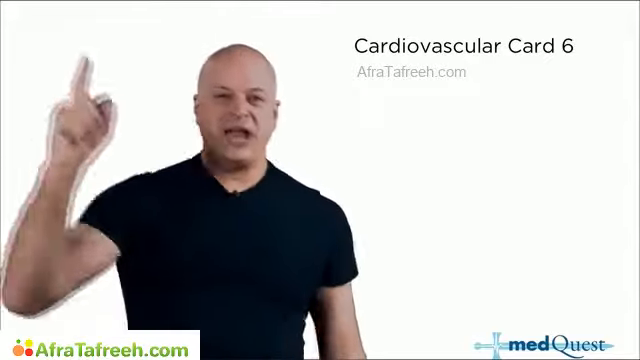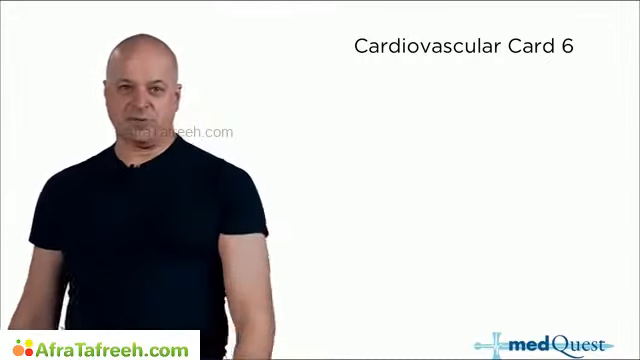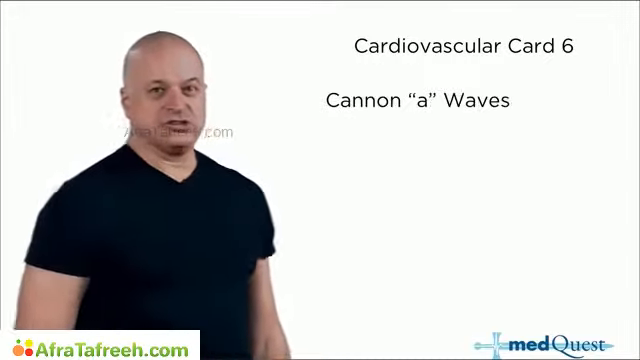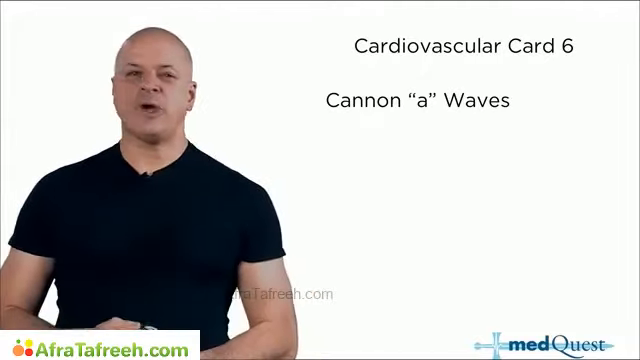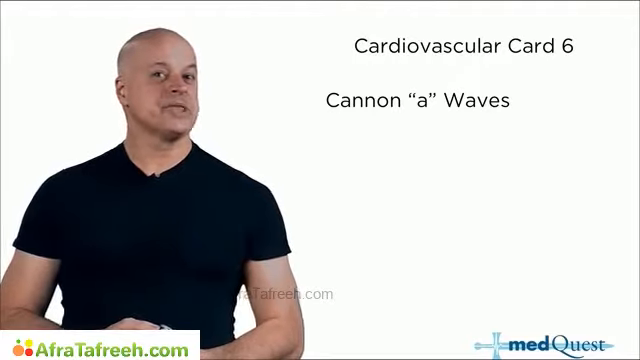The more narrow the aorta, the more you're going to have a murmur. The more narrow the mitral valve, the more you're going to have a murmur. The flow goes down. Next one, cannon A waves. Cannon A waves are where? A waves in the neck.